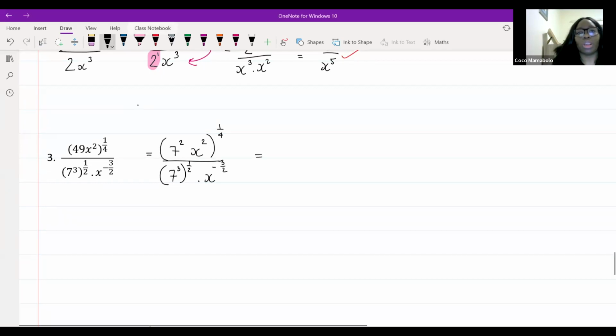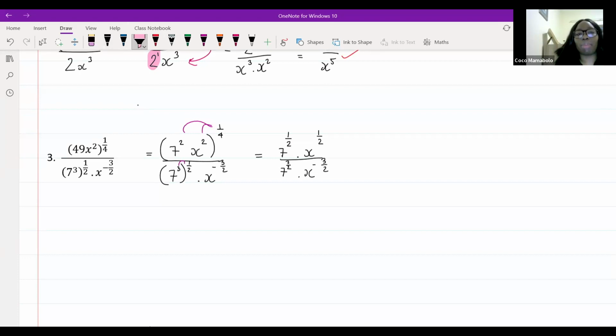All right, so let us multiply everything in. At the top, I'm going to get 7 to the power of, I now have 2 times a quarter. That's going to give me 7 to the power of a half times x to the power of a half, over 7 to the power of 3 times a half, which gives us 3 over 2, times x to the power of negative 3 over 2.